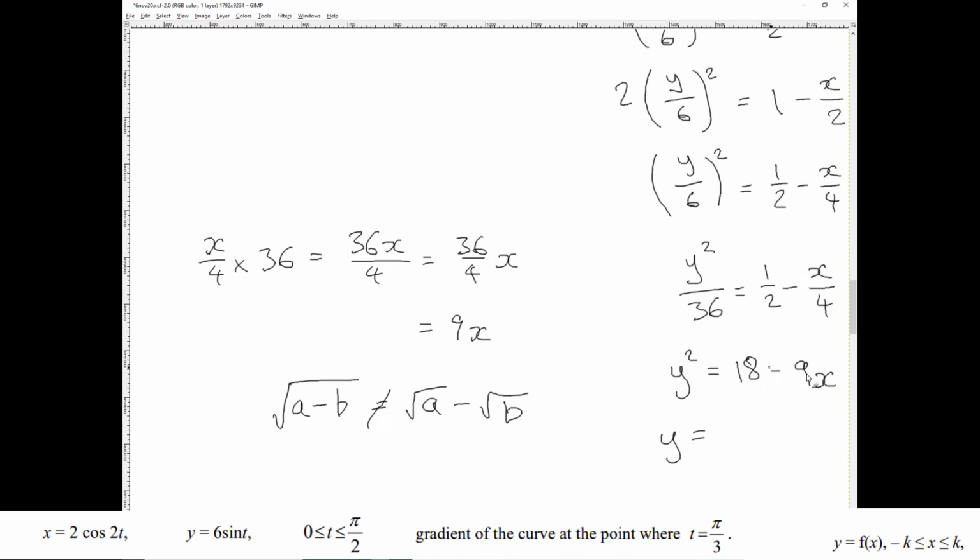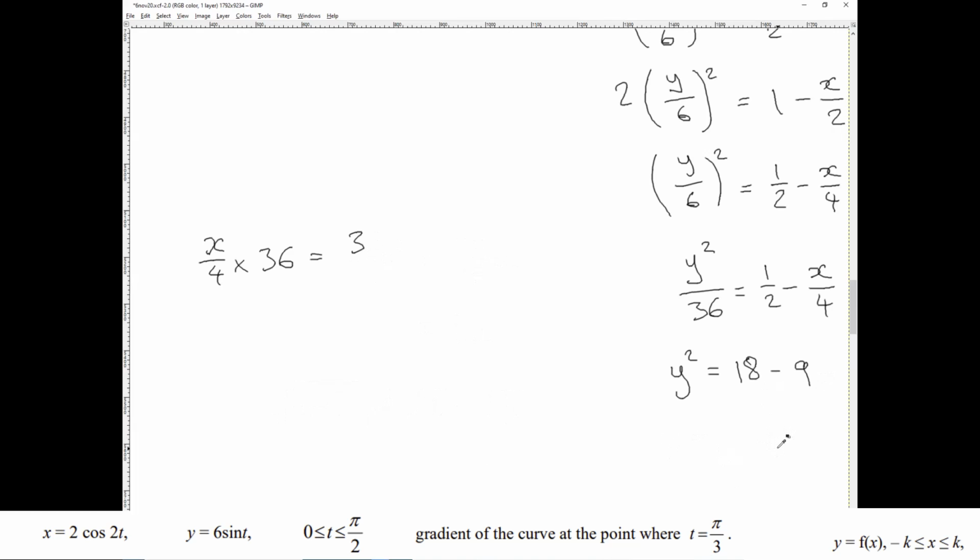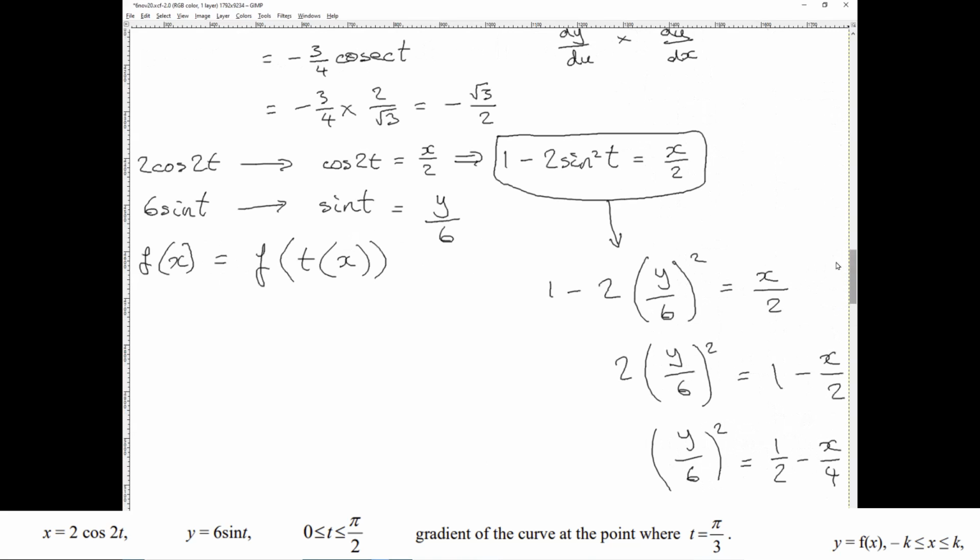Sorry, you were simplifying that. I was doing 18 take away 9x, and then square root that. Oh, right, okay. So then y equals the root of 18 take away 9x. Yes, I thought you were trying to split the square root. Not really. Fine. Yeah, that should be what they want.